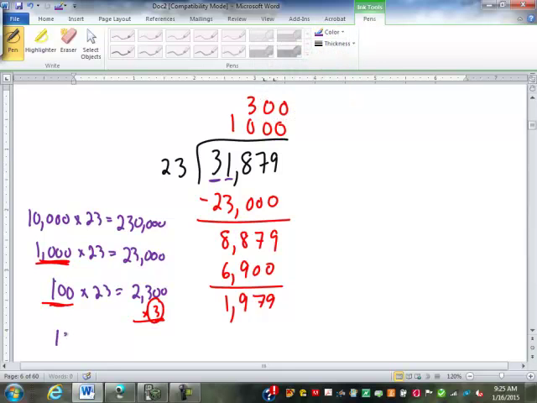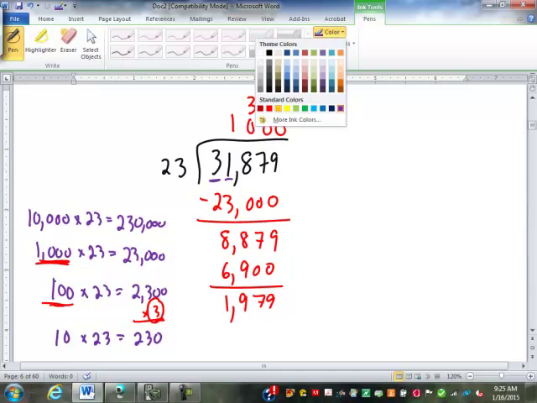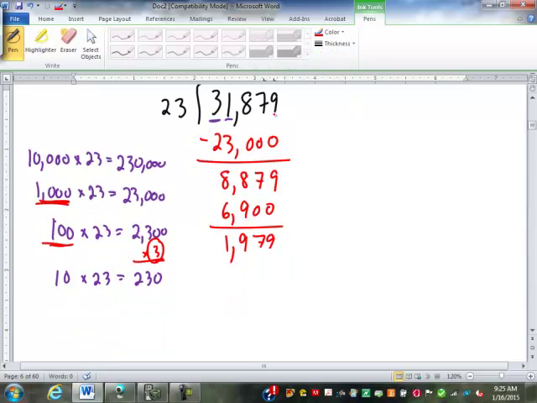The next place value is 10 times 23, which is 230. Can I subtract that from what's left? Yes, I can. Let's see. 8 would be too many. Let's try 7. 7 times 0, 7 times 3 is 21. Carry the 2, 14, 16. Could I have done it 8 times? I don't think so. Well, let's subtract. Let's see what we get. Yeah, we could have gone another one.